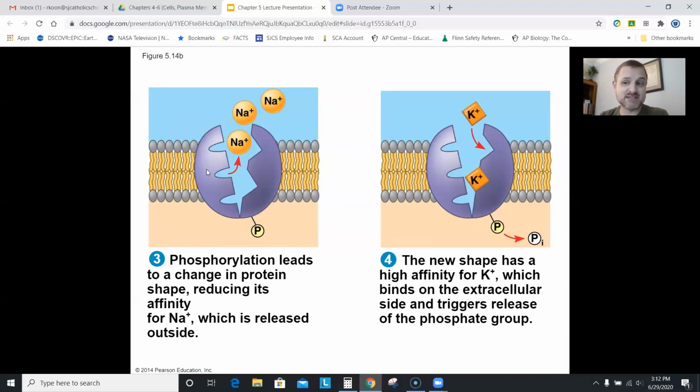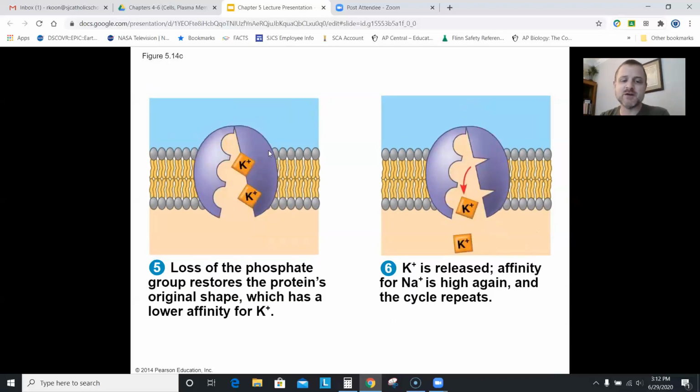Now, that's the left-hand side of the transport pump. On the right-hand side, there's a spot for two potassiums. So in this case, potassium comes from outside the cell into the transport protein. When you kick off that inorganic phosphate, it goes back to the original conformation and you pump in potassium. Because this requires ATP, it's active transport. And what you're doing is you're pumping sodium out of the cell and you're pumping potassium inside the cell.